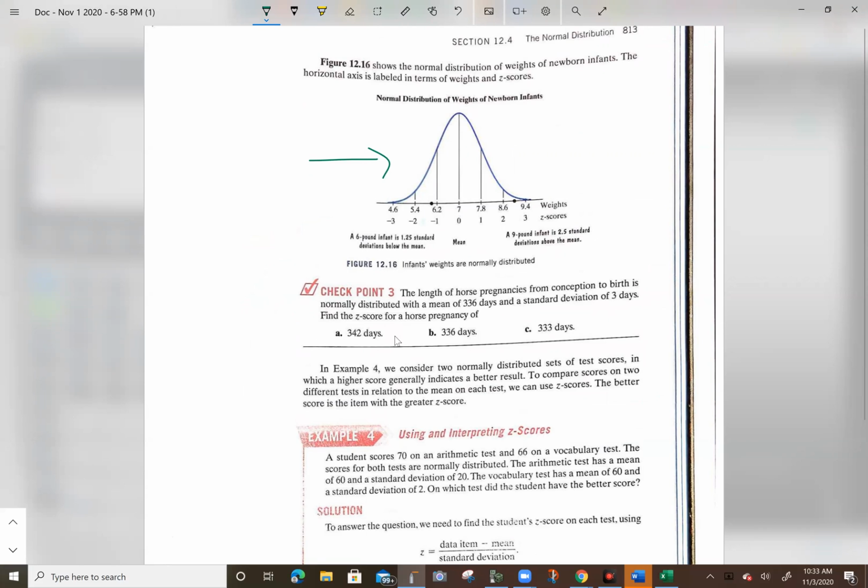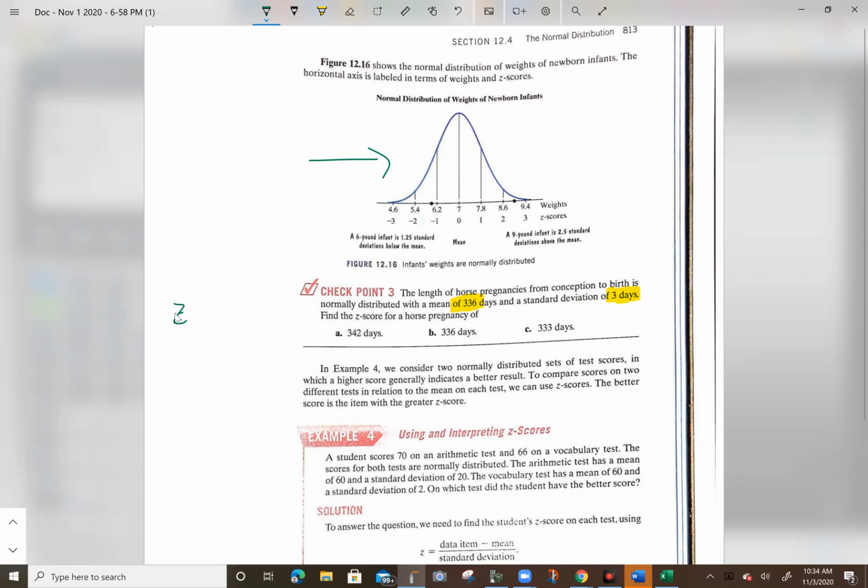Checkpoint 3 says the length of horse, oh, so this is different. The length of horse pregnancies from conception to birth is normally distributed with a mean of 366 days and a standard deviation of 3 days. Find the z-score. I'll do the first one for you, and then you just put in the other days.